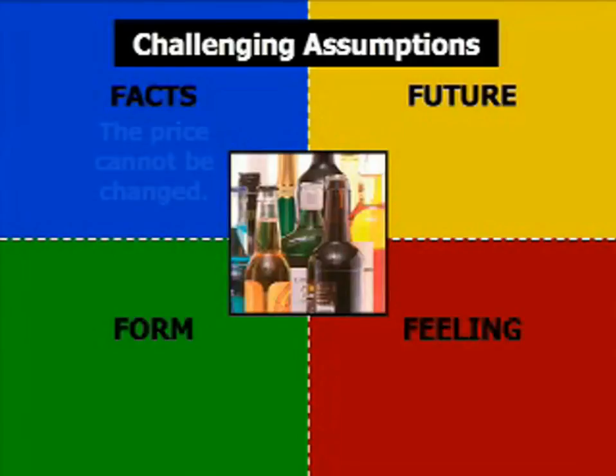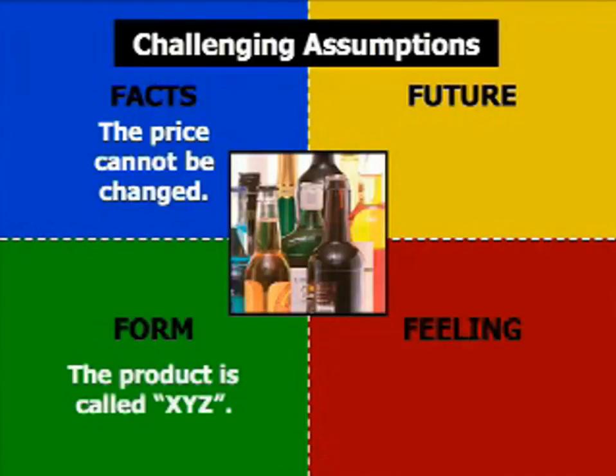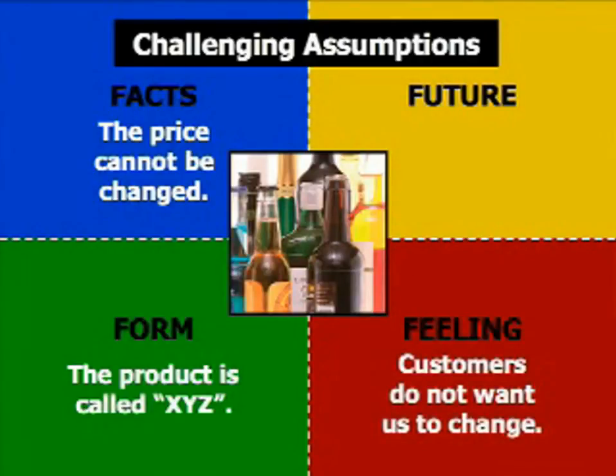In the blue quadrant, a truth was, well, we can't really change the price. In the green quadrant, a truth that we believe to be true is that the product is called this. In the red quadrant, our customers do not want us to change. That was a truth that they held. And in the yellow quadrant, our current brand image is what makes our success, so maybe we need to stick with that.